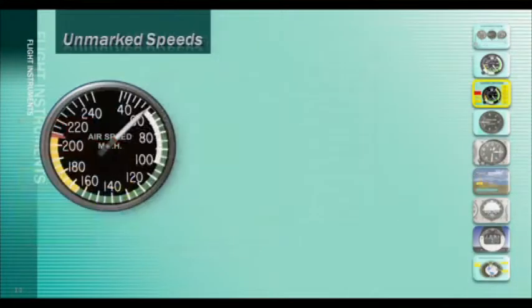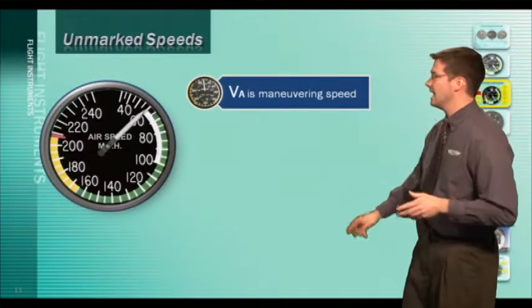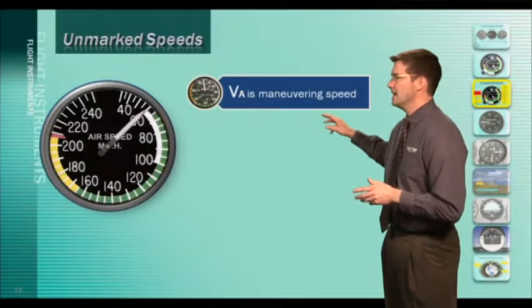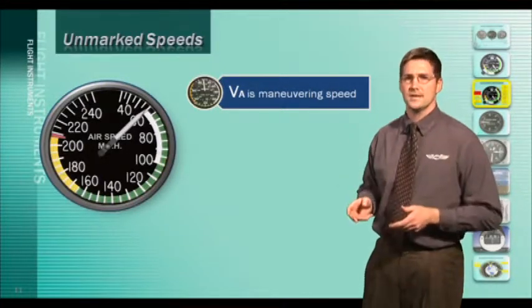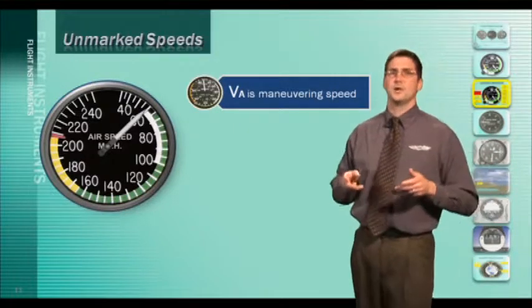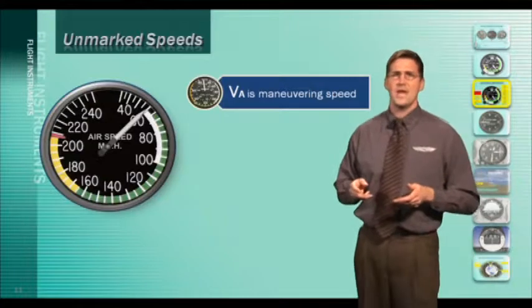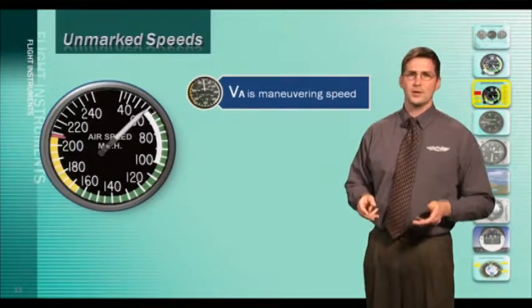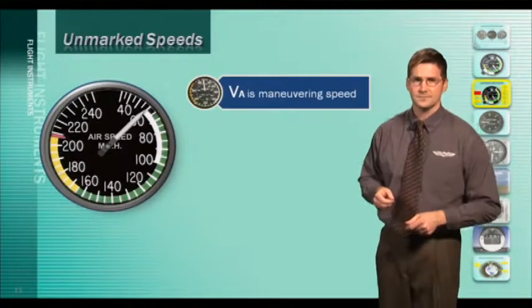Now, there are also some airspeed limitations that are not marked on the airspeed indicator, but you need to know them just the same. First of all, VA is for maneuvering speed, and this is the speed at which full control deflections will not cause structural damage to the airplane. The airplane will stall before G-loads can cause damage. VA, or maneuvering speed, can be found by looking in the pilot's operating handbook for the particular airplane you're flying.